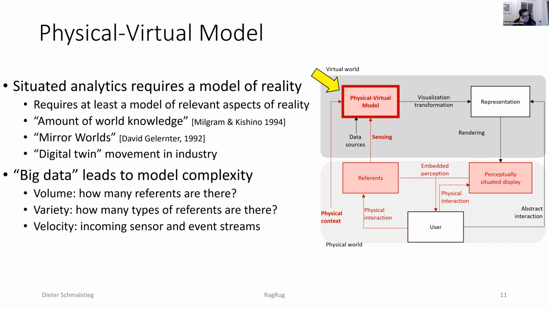Yeah? It's not the only mentioning of a physical virtual model. There's this work from the parallel systems pioneer David Gelernter, the Mirror Worlds book, also from the 90s, or anything that has to do with digital twins that is now happening in industry. It is basically an embodiment or an outgrowth of this idea that you need a model of reality that is consistent with reality. When these models grow larger and more complex, then of course you run into these typical big data issues.